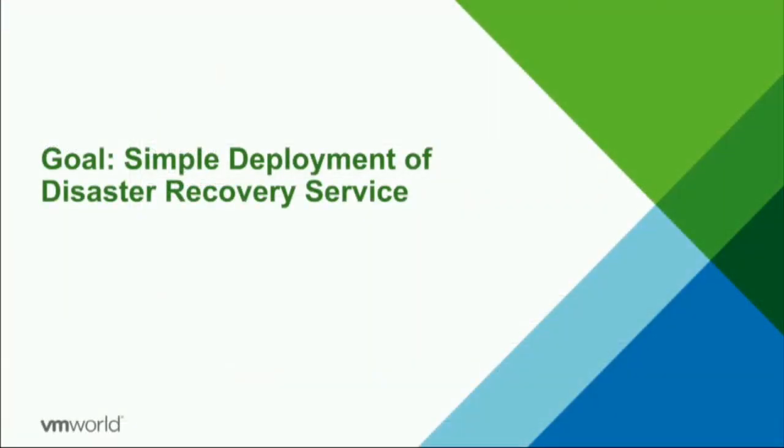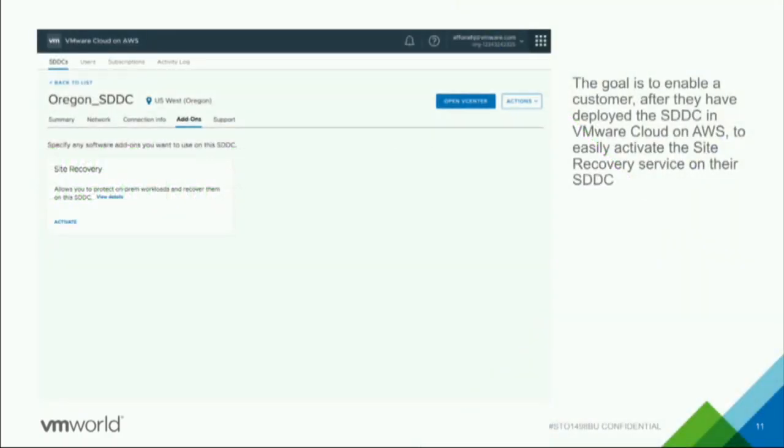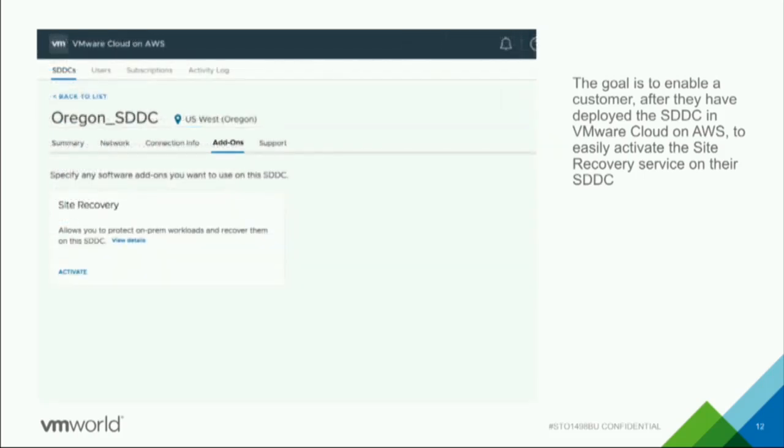So the first demo that I'm going to show is the simple deployment of the DR service. And actually, I'll hand that over to Ben. Sure. You can walk through that one for me. No worries. So for those of you who aren't familiar with it, we have what's called the VMware Cloud on AWS console. And one of the things that we're looking at adding to that console is the ability, once I've provisioned a software-defined data center on VMware Cloud on AWS, to come here, and I'll just zoom in a little bit, and add what we call add-ons into this environment.